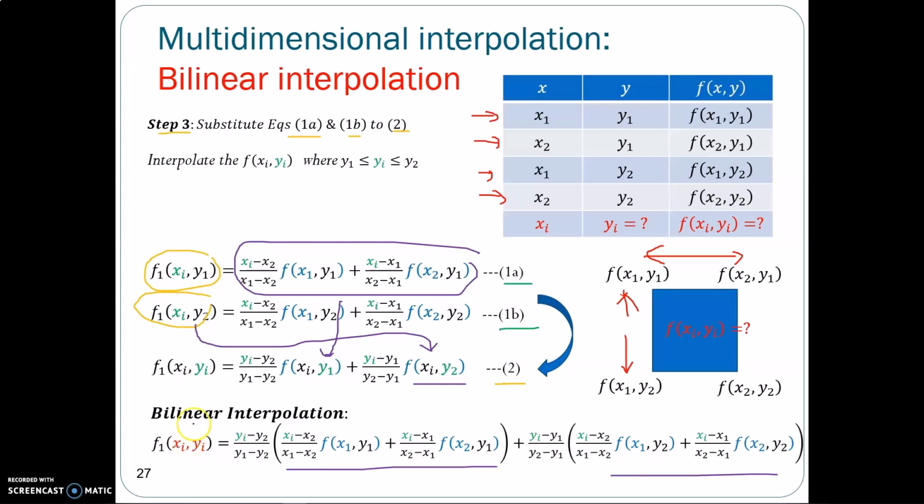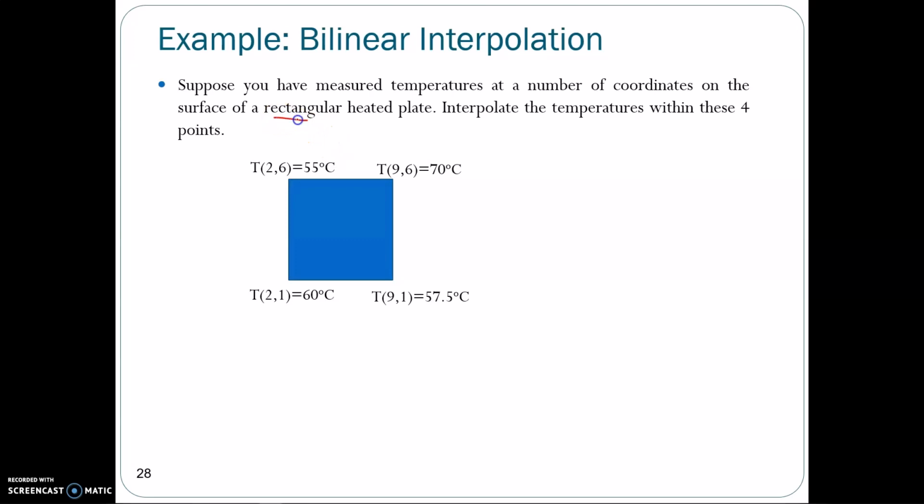This equation is called the bilinear interpolation that can be used to find the fxi, yi, which is located between these 4 points. In this example, you have a rectangular heated plate where the temperature at these 4 points are given.